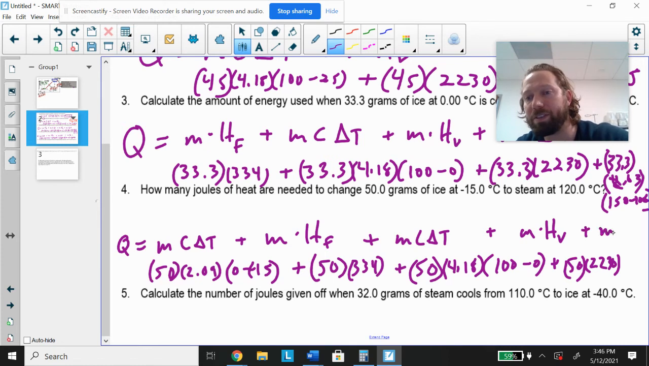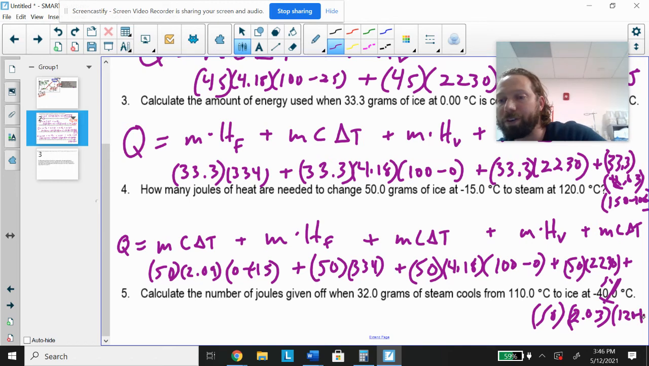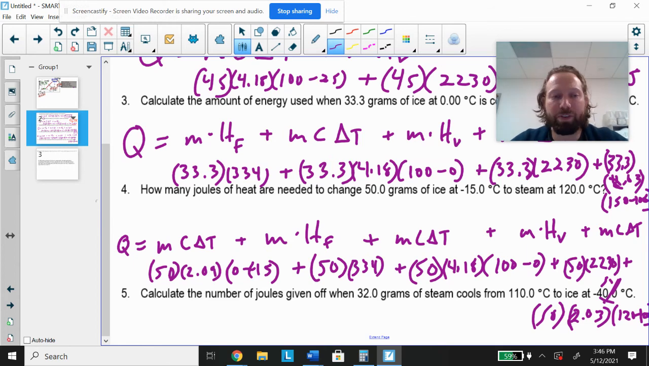And then last but not least, going up from 100 to 120, MC delta T. This is going to be 50 times specific heat of steam, which is 2.03, times, and so it's going up to 120 from 100. Okay, and then you add all that up and you get your answer.